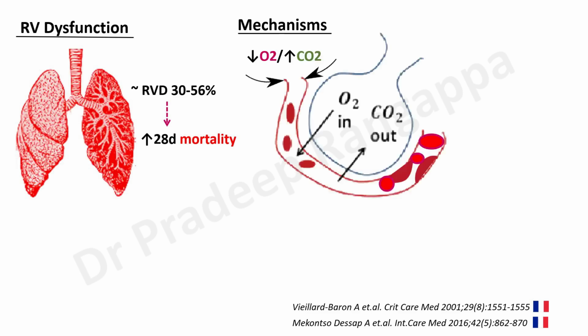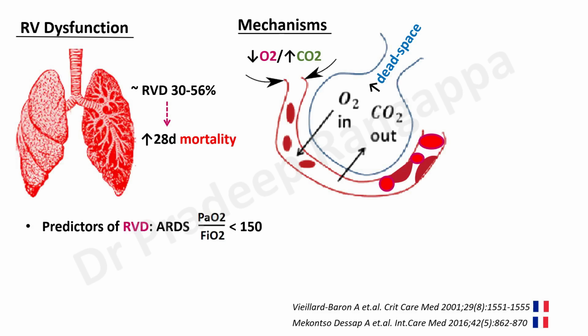The mechanisms of why RV dysfunction happens are hypoxemic or hypercapnic pulmonary vasoconstriction, microthrombi within the alveolar capillary membranes, and increase in the dead space. And we did speak in the previous slide as to why dead space increases in unadjusted volume control ventilation. Sometimes the dead space can increase in prone ventilation. All this can lead to RV dysfunction.